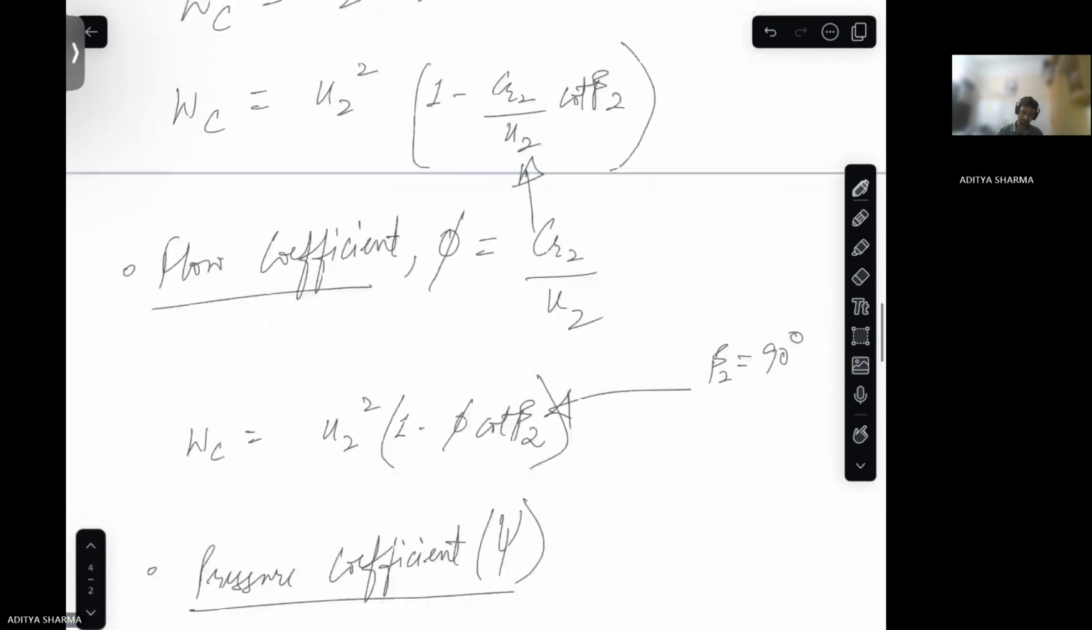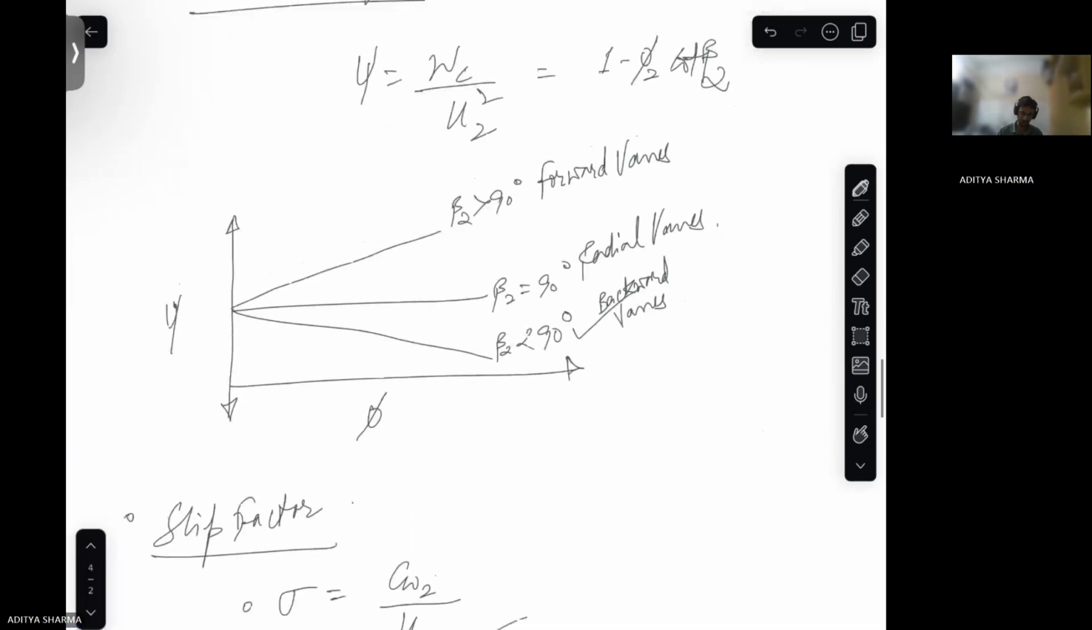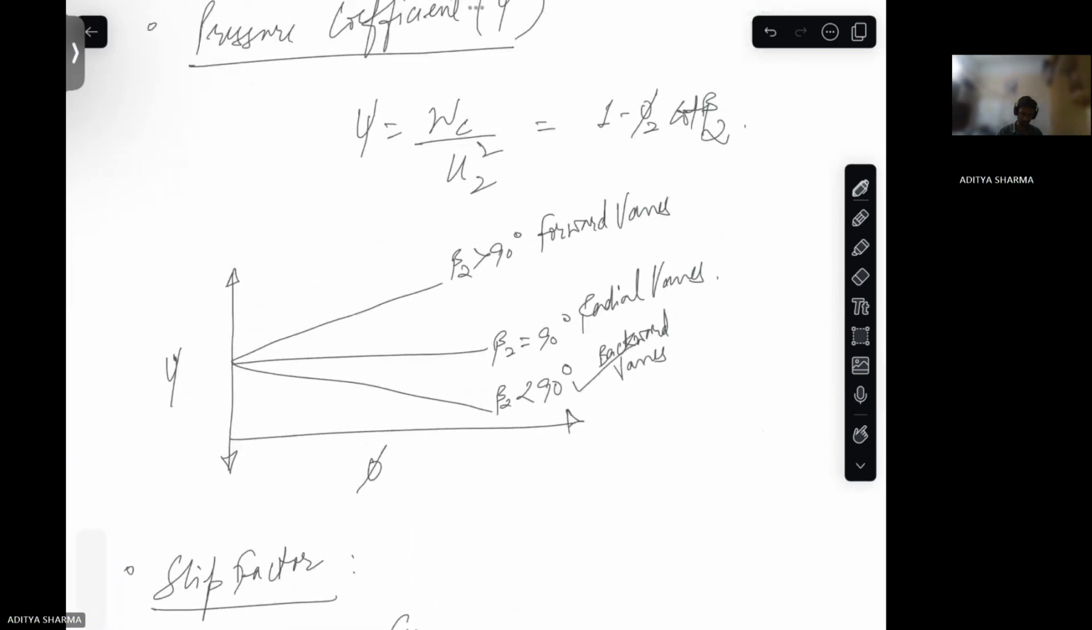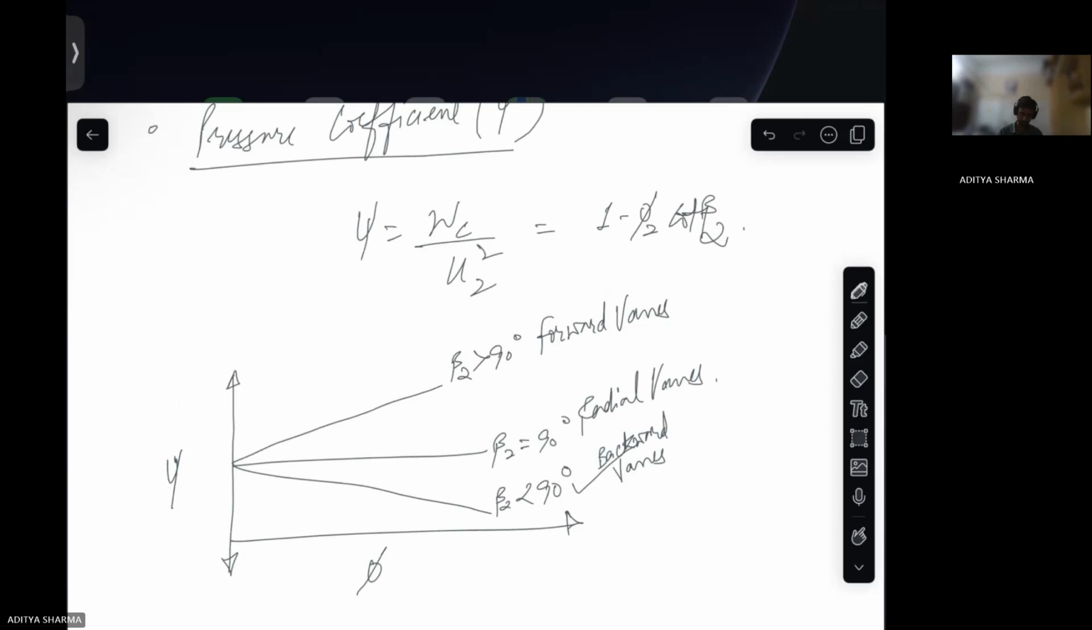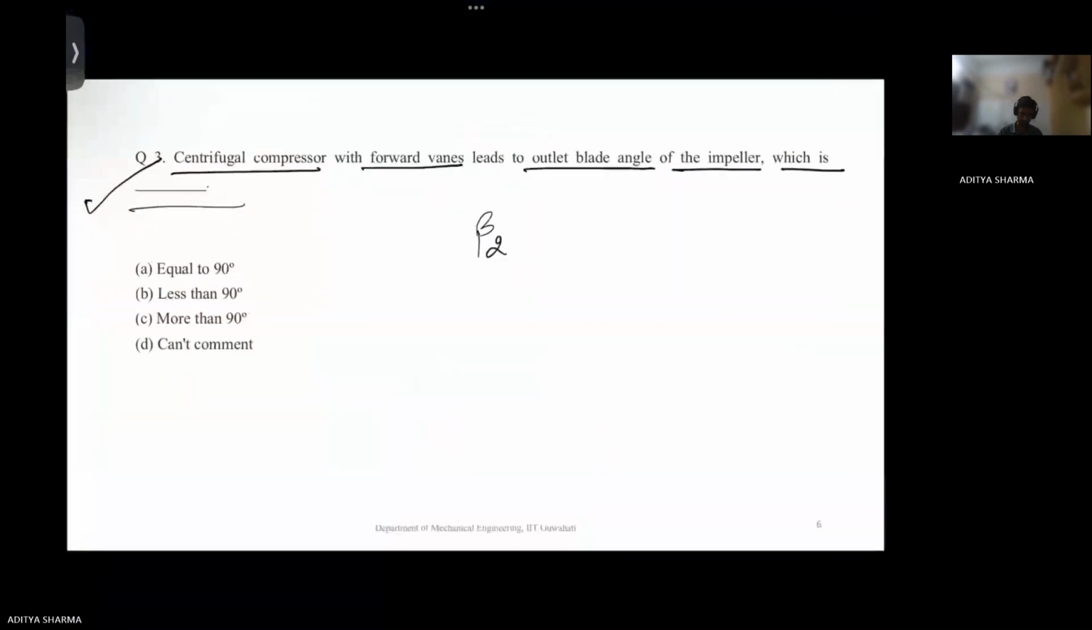So in that case, if you see the options, beta 2 is greater than 90 degrees. So third option, C option comes out to be the correct one. I hope this is clear. Then moving on to next question.